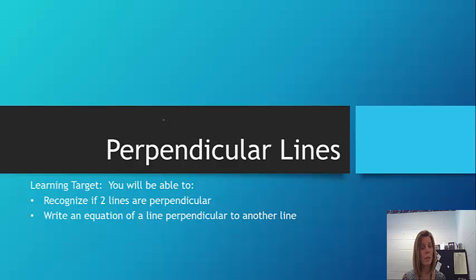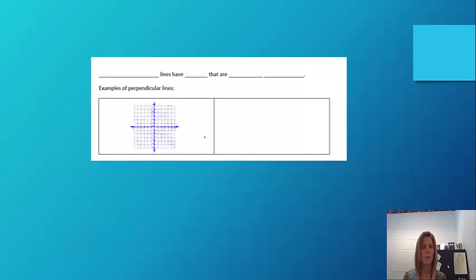Okay, now that we have studied parallel lines, let's take a look at perpendicular lines. At the end of this video, you will be able to recognize if two lines are perpendicular and then to write an equation of a line perpendicular to another line. So again, we will be discussing more about perpendicular lines in class. So this is just kind of the down and dirty of perpendicular lines.